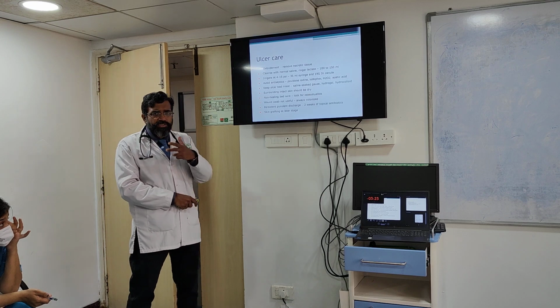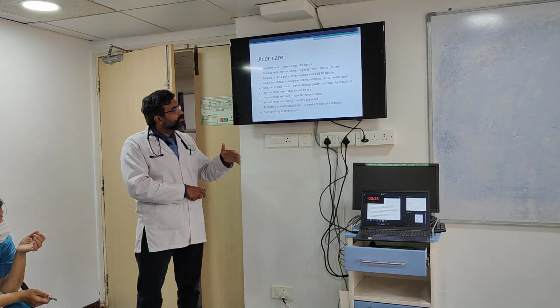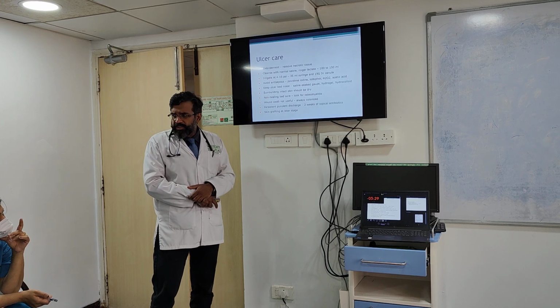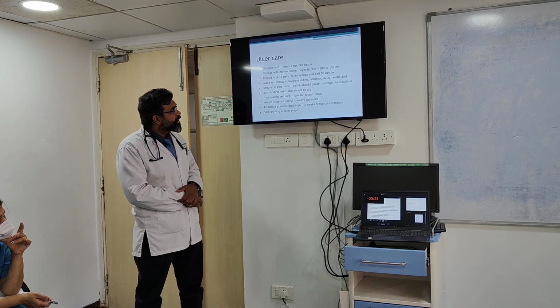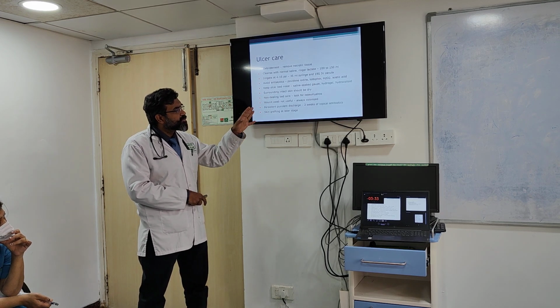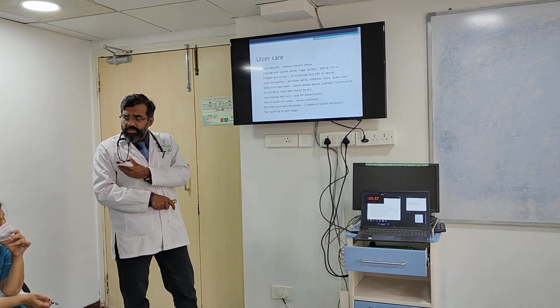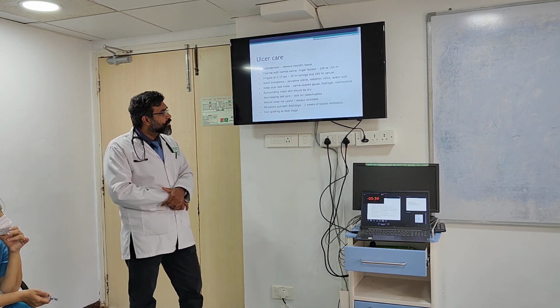With that 19 gauge cannula we push fluid so that it opens up. Avoid antiseptics again: povidone iodine, H2O2, acetic acid. We don't use any of these or antibiotics. We keep the ulcer washed with saline soap gauze. Hydrocolloid dressings are what is usually used. What you're seeing over there, what they're using, is hydrocolloid dressings.